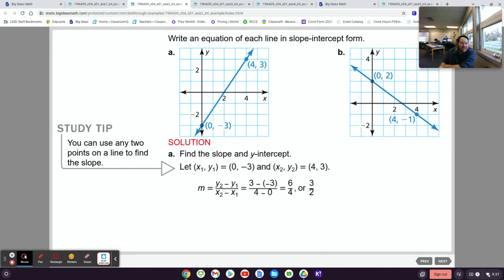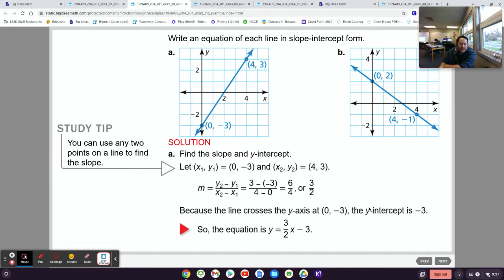Okay, what is the y-intercept for graph A? The y-intercept is where it crosses, which is right here at 0, -3. So the y-intercept is -3. So now that we know the slope is 3/2 and the y-intercept's -3, you can write the equation y equals 3/2 x minus 3. Or if you really like redundancy, you could put 3/2 x plus -3. Don't do that though, just put -3.